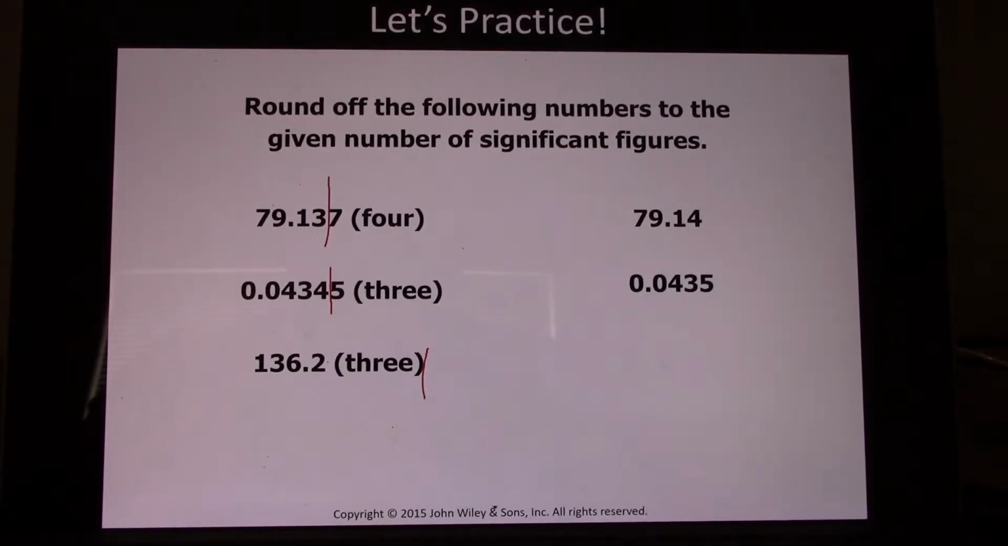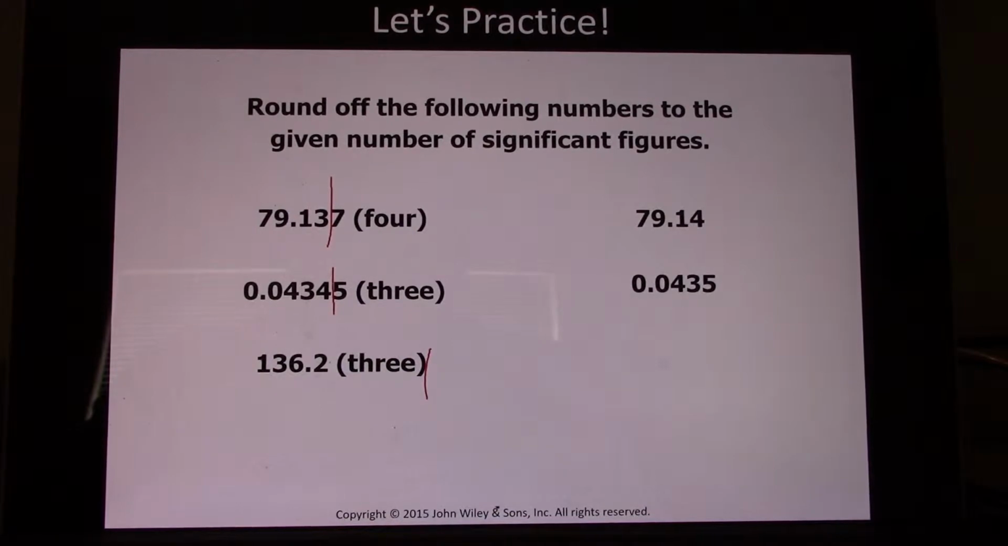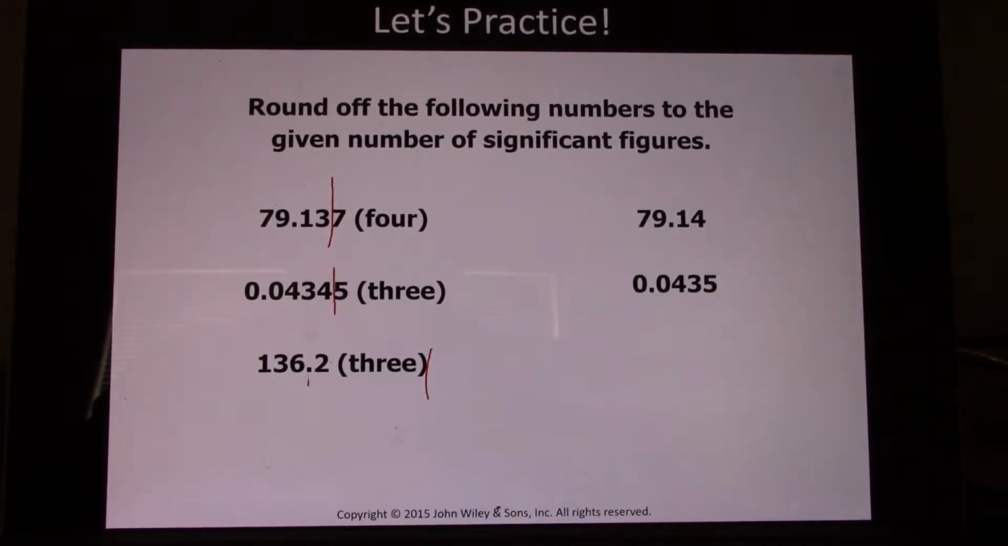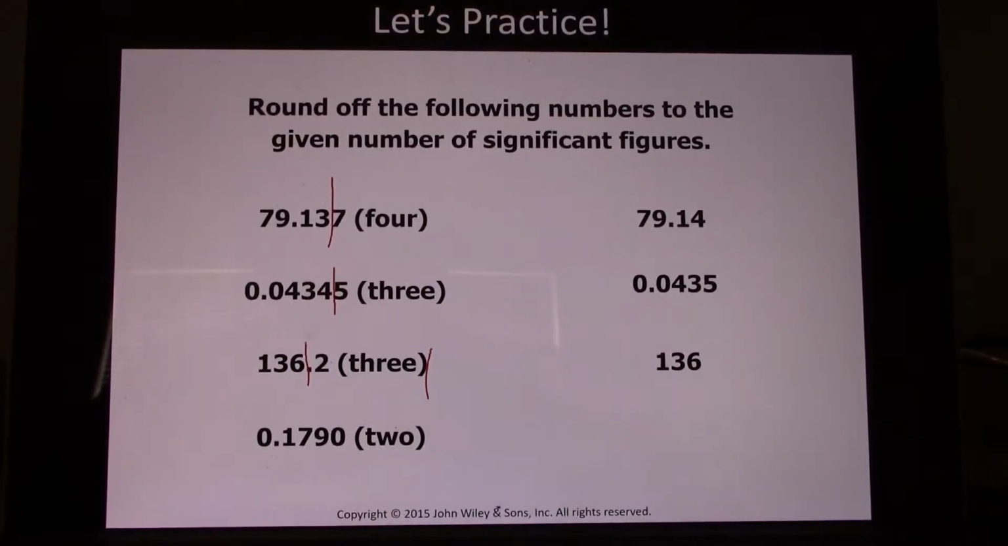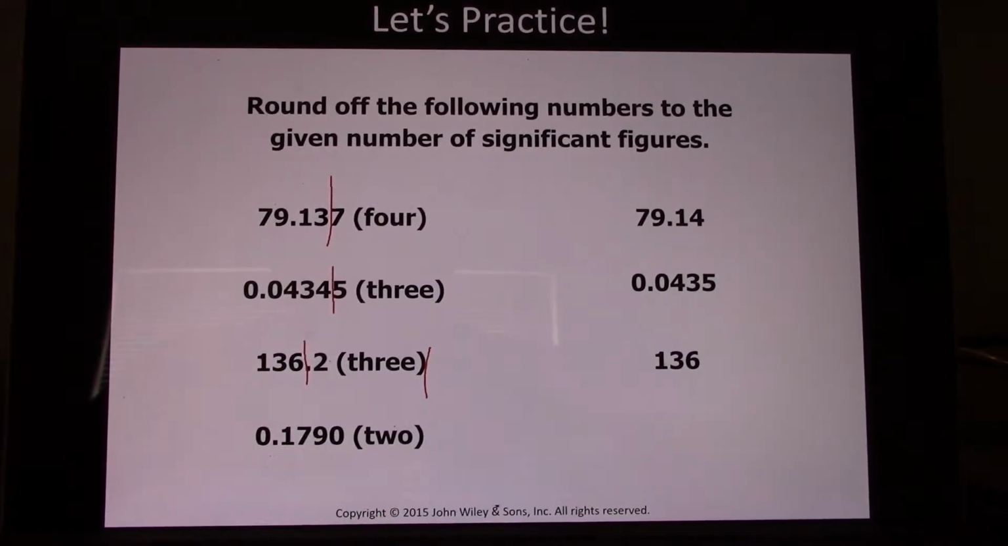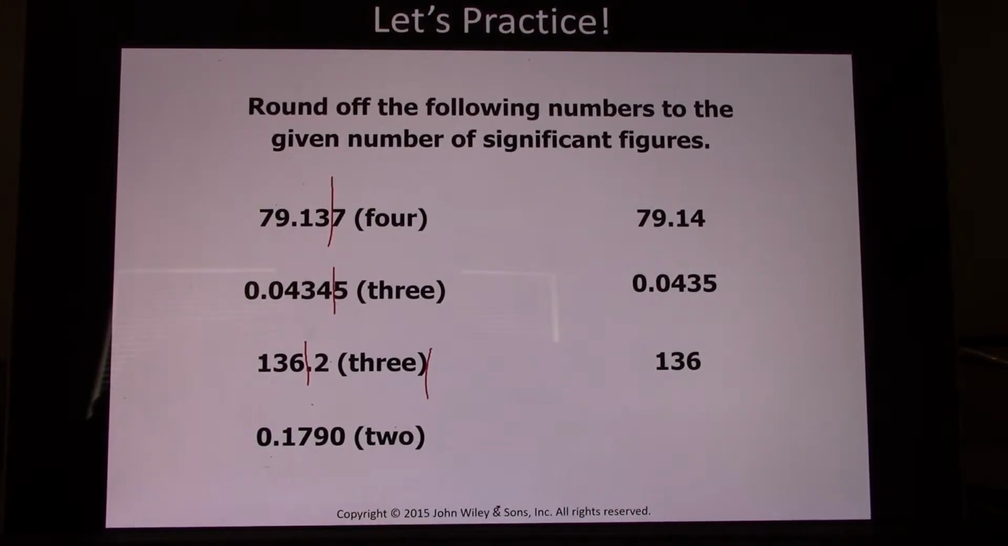136.2 to 3 sig figs. First number we chop off is a 2. That's less than 5. Round down. 0.1790 to 2 sig figs. The first number we're chopping off is a 9. That's 5 or greater. Round up.